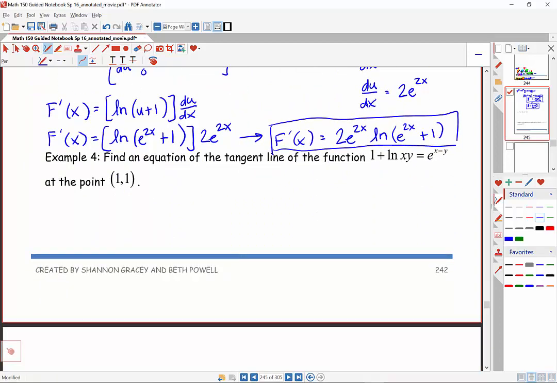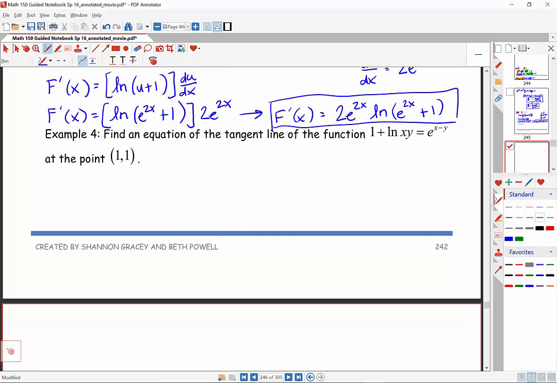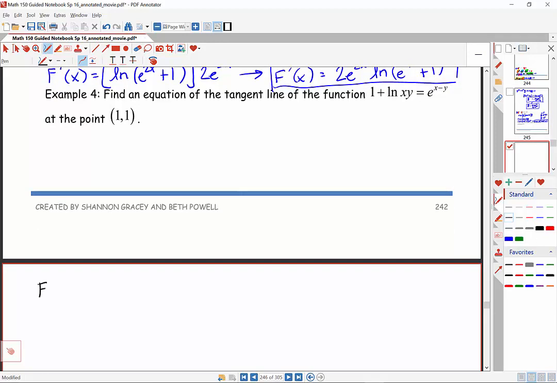Now we will apply this and find an equation of the tangent line of the function at the point 1, 1. Okay? So it's really going to be the equation of the tangent line at this point. So what do we need to do? We need to find the slope, right? At 1, 1. So with this one, the nice thing is we're not going to have to simplify because we have an ordered pair to plug in.